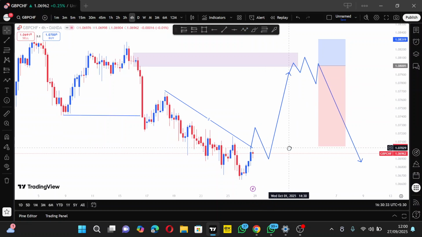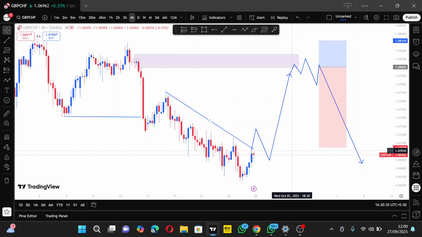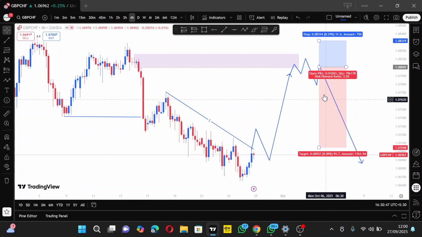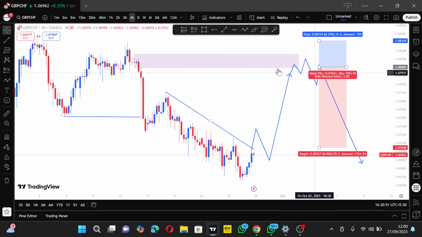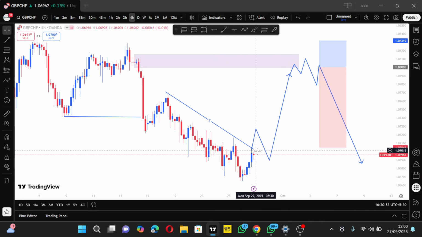So this is what you are going to be expecting. Wait for price to change character, tap and move before you expect a good sale again. You have to wait for sellers to come into the market first before you sell, and this is the good zone to sell this price.